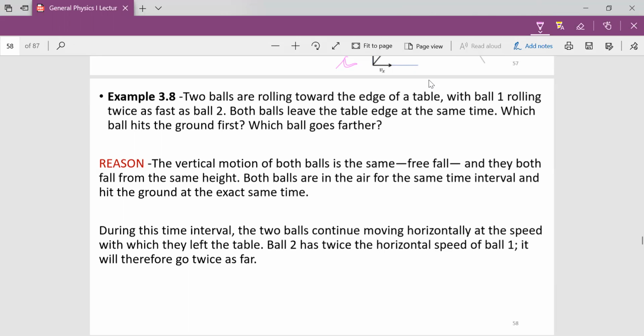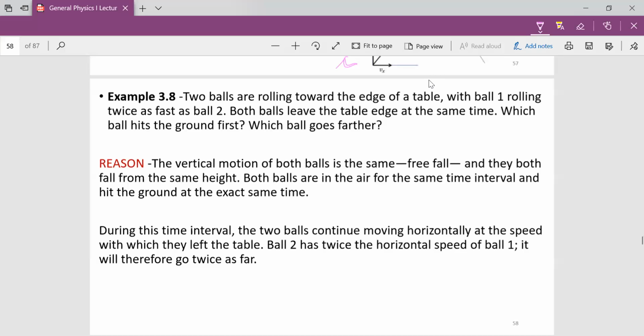And the question is, which one will hit the ground first? Ordinarily, we would think that, yes, the one that is rolling twice as fast as the other will hit the ground first, but that's not the case, okay? Because the two of them will come under the projectile motion influence, and they will also obey the law of free fall, which means they will also go down at the same acceleration rate, okay?